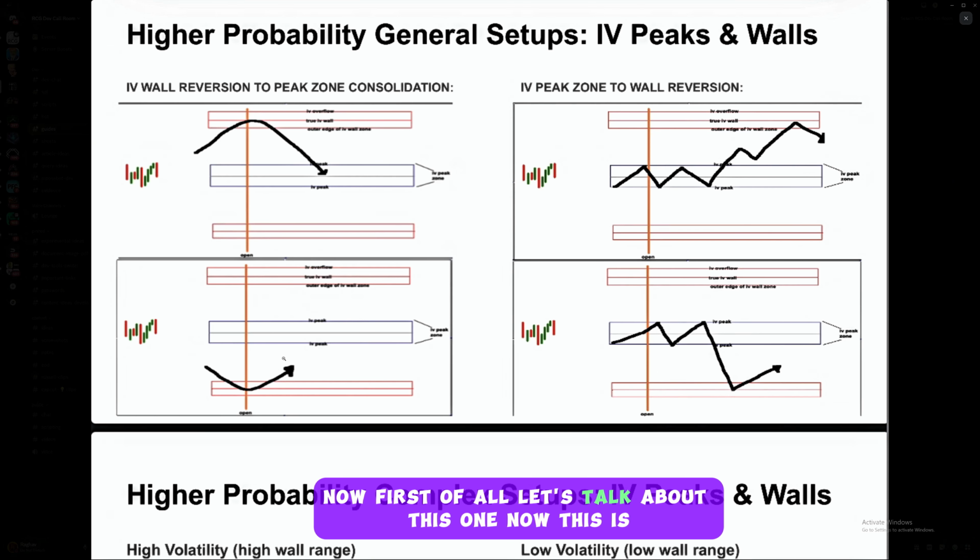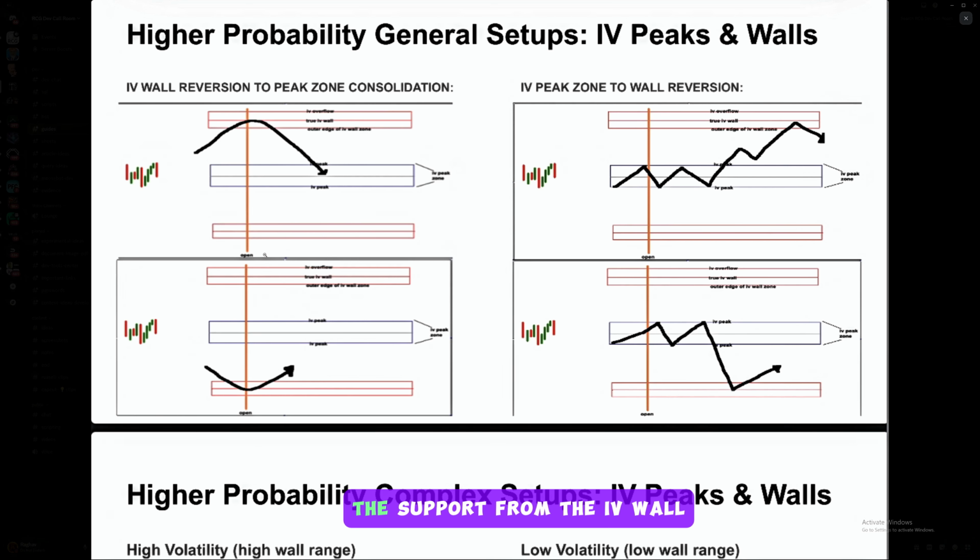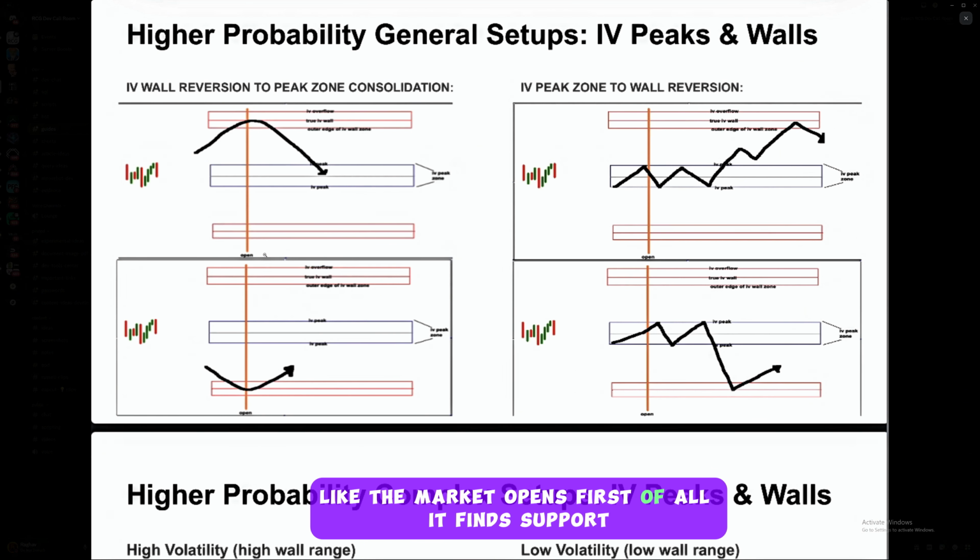Now first of all, let's talk about this one. These two are really similar, basically the support from the IV wall. Like, the market opens, first of all it finds support from the IV wall zone and then goes to the peak. Again, once the peak is reached, we can expect slower movement or consolidation.